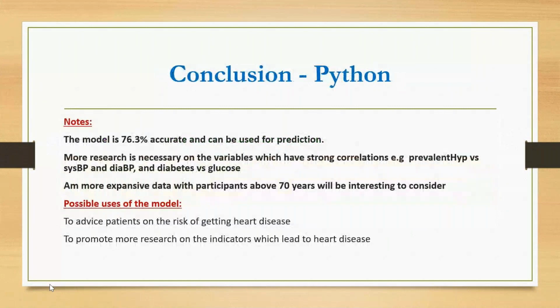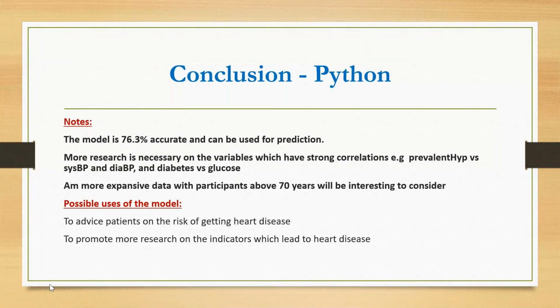So what's the conclusion about the model? So 76% accuracy can be used for prediction. And in my view, more research is necessary on the variables which have strong correlation. I know it's common knowledge out there, but probably more research is just necessary to analyze further details, the intricacies that probably are not yet published, as well as on diabetes and glucose.